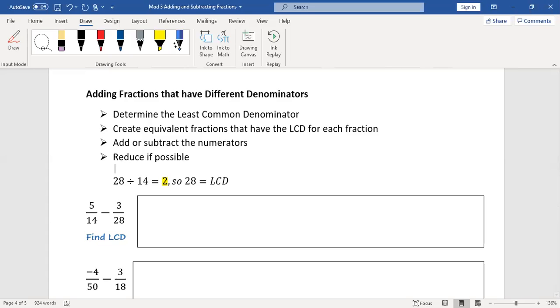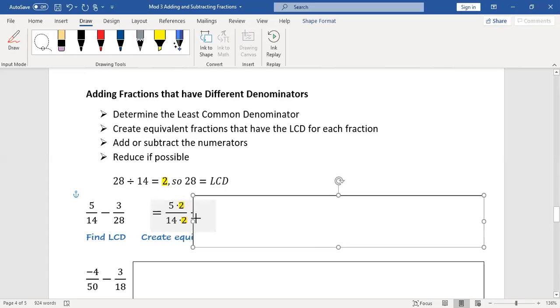28 divided by 14. So in this very first problem, I have 5 over 14 minus 3 over 28. I'm going to check to see if the smaller denominator goes into the larger denominator, and it does. 28 is divisible by 14. It gives me 2. So therefore, I can change that first fraction as an equivalent fraction by simply multiplying the numerator and denominator by 2, because 14 times 2 will give me 28.